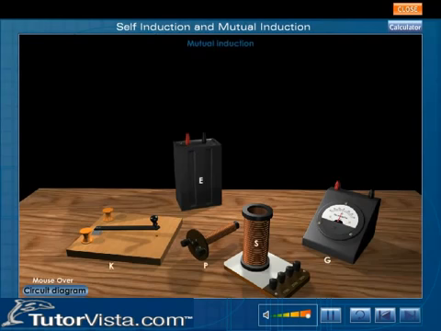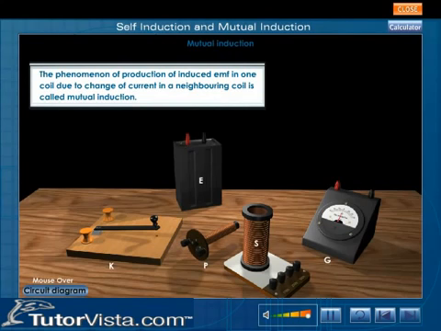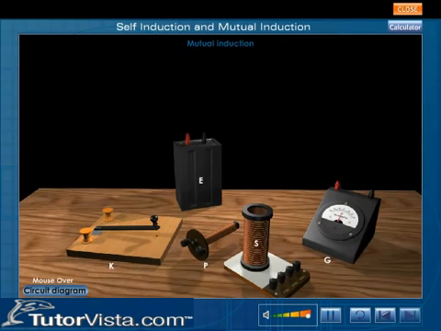Mutual induction. The phenomenon of production of induced EMF in one coil due to change of current in a neighboring coil is called mutual induction. Let us perform an experiment to understand this. Place two coils P and S close to each other as shown here.